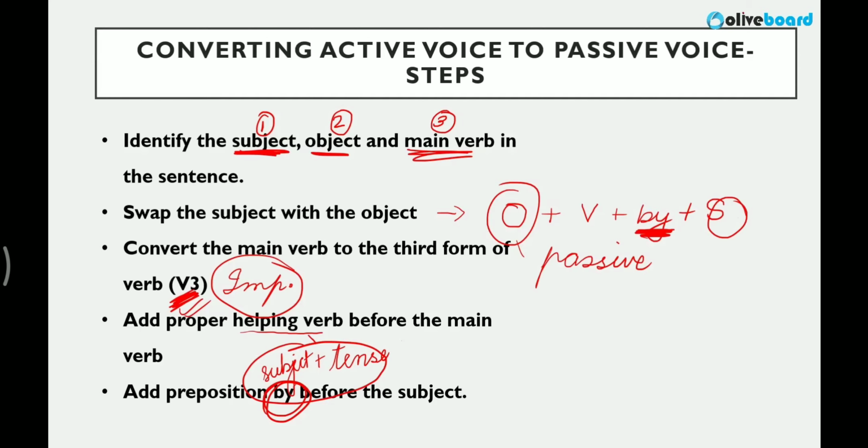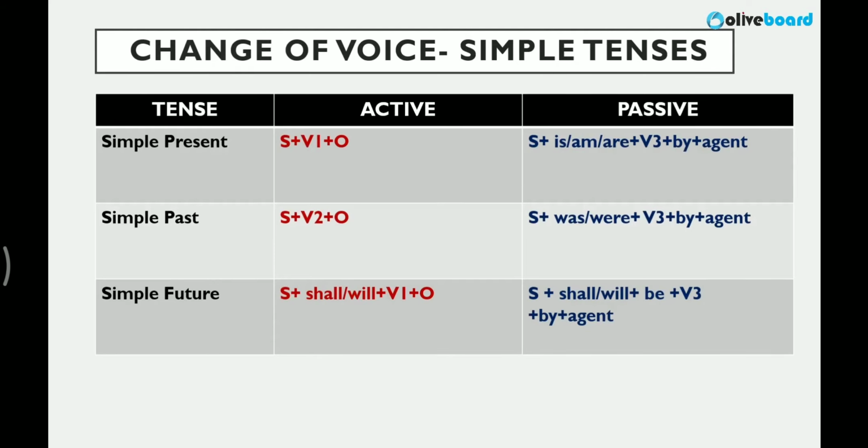I'll show it to you in detail how it is converted. But these are the basics. First, see a sentence, figure out what is the subject, what is the object, what is the main verb. Second, switch object and subject. Third, always use third form of verb. Fourth, helping verb based on the tense of the sentence and the subject. Fifth, in the passive voice, you will always see be and by, to show who has done the action. Now, let's go one by one and check each of these cases with lots of examples so it is easy for you. First, I will start with simple tenses.